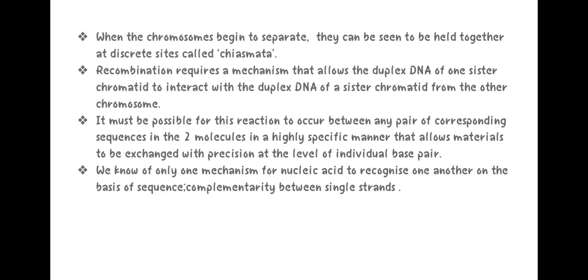Recombination requires a mechanism that allows the duplex DNA of one sister chromatid to interact with the duplex DNA of a sister chromatid from the other chromosome. It must be possible for this reaction to occur between any pair of corresponding sequences in the two molecules, in a highly specific manner that allows material to be exchanged with precision at the level of individual base pairs. We know of only one mechanism for nucleic acids to recognize one another on the basis of sequence complementarity between single strands.